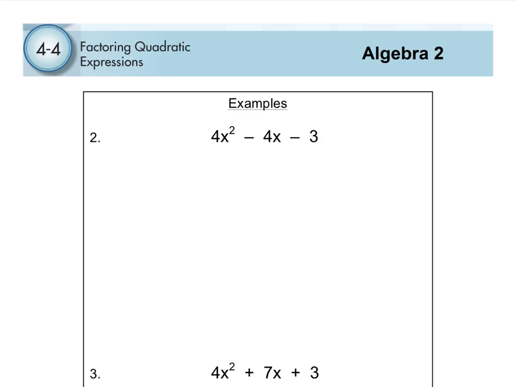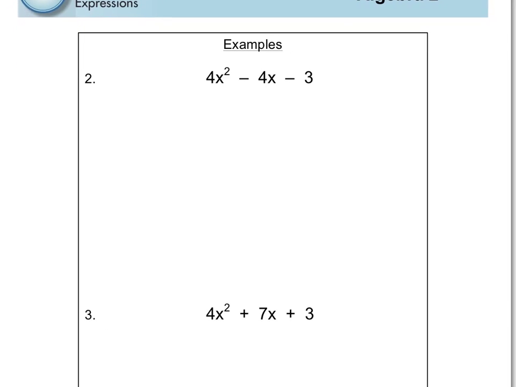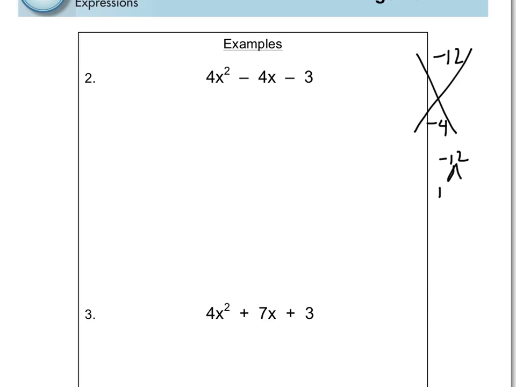Let's take a look now at example number 2. Okay? So again, first thing I want to do is to check to see if I can find a GCF. There is no number that goes into 4, 4, and 3. So, first thing I want to do, 4 times negative 3, a times c. So I've got negative 12. Factors of negative 12 that will add to negative 4. As I look at those factors of negative 12, I have 1 and negative 12, negative 1 and 12, negative 2 and 6, 2 and negative 6.